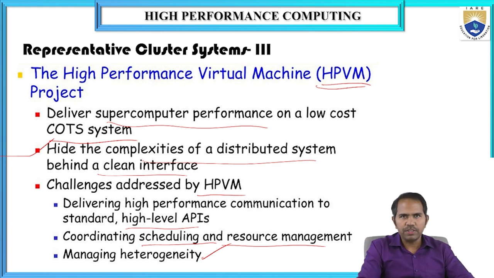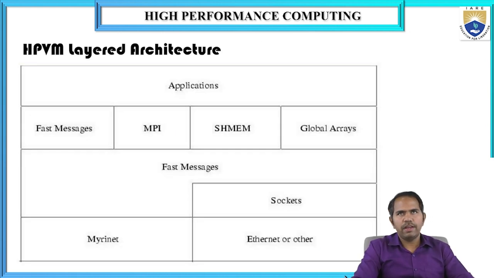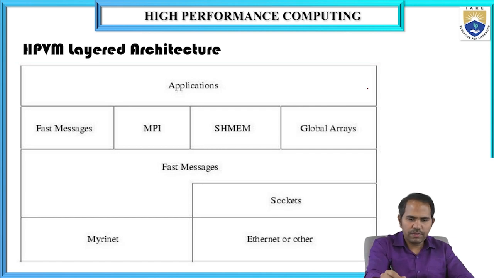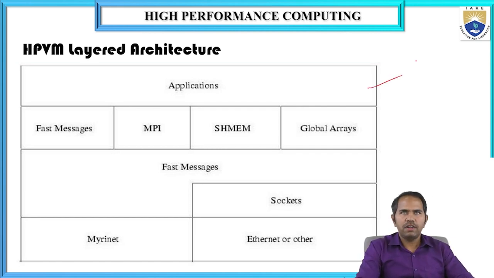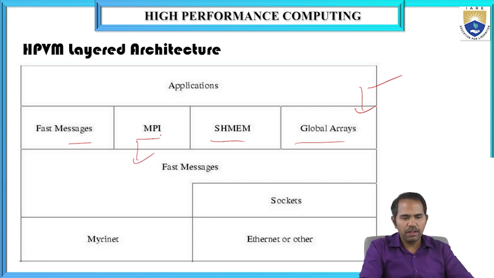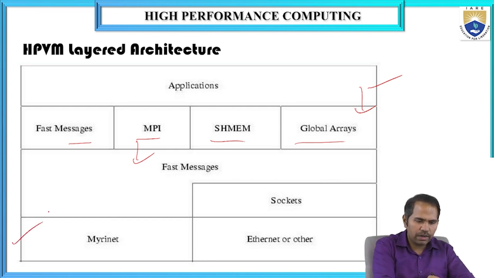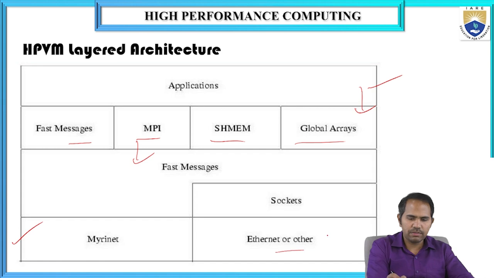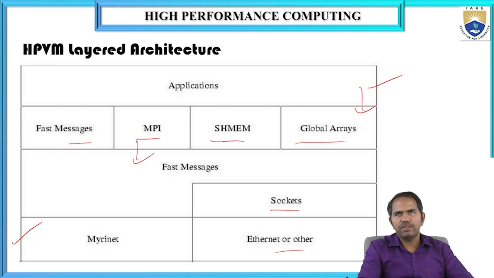This is the layered architecture of the high performance virtual machine. At the first level there are the applications, which interact with fast messages, MPI (message passing interface), shared memory and global address. The second layer is fast messages, which see the network switches, Myrinet or Ethernet or other switches. A socket is used for connection establishment from source to destination, client to server.